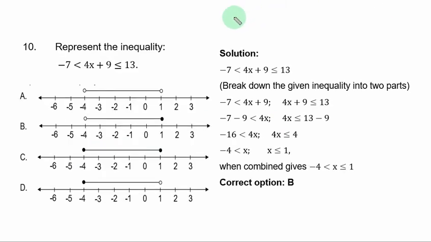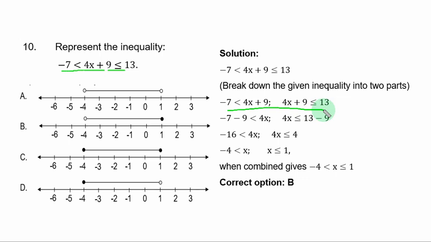Question 10. Represent the inequality minus 7 less than 4s plus 9 less than or equal to 13 on a number line. You have solution. First, you need to solve it. The way it is, you cannot solve it directly. You need to break it into 2 equal parts. The first term and second term together, second term and third term together in this form.